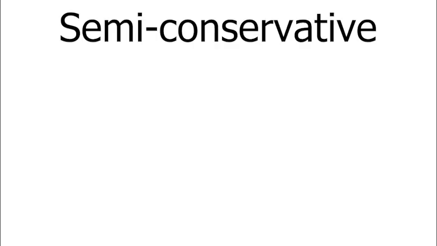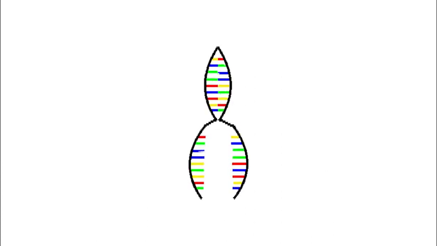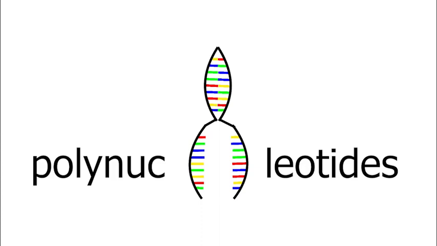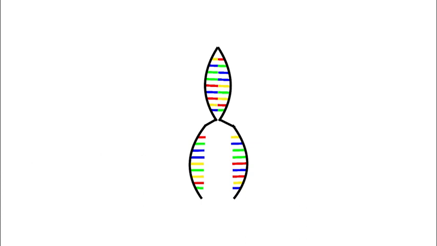Our modern day model of DNA replication is called semi-conservative. This is where the DNA double helix separates into two strands called polynucleotides. These strands are complementary and as such can create new double helixes using both the original strand and a new strand.